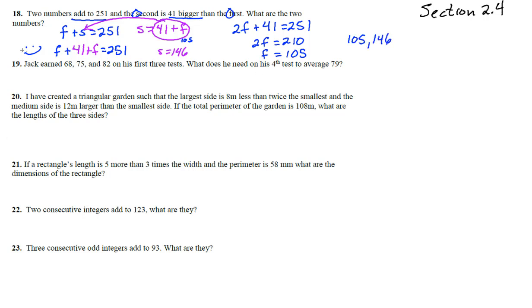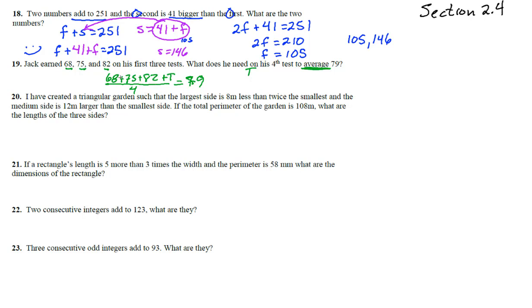Good. Number 19. Jack earned 68, 75, and 82 on his first three tests. What does he need on his fourth test to average 79? Let's call that T. How do we average? We add up the four of them and divide by 4, and that has to equal 79. That gives us this equation: 68 plus 75 plus 82 plus T, all divided by 4, equals 79.